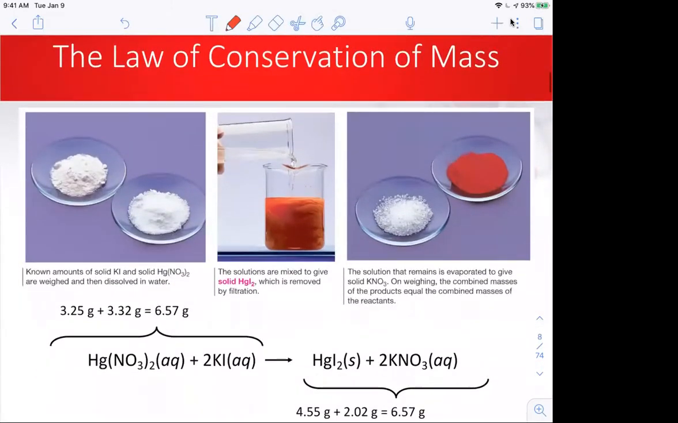Here is what it might look like. I have KI and I have mercury(II) nitrate. I'm going to go ahead and mix those together. I have a precipitate of the solid mercury(II) iodide. I can filter that. And then here I have my new substance, that mercury compound that actually precipitated out. And then this was still in solution. If I evaporated the water, I end up with potassium nitrate.